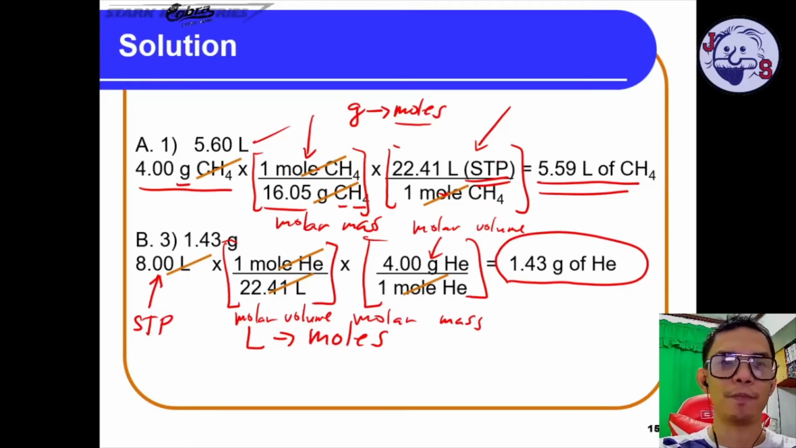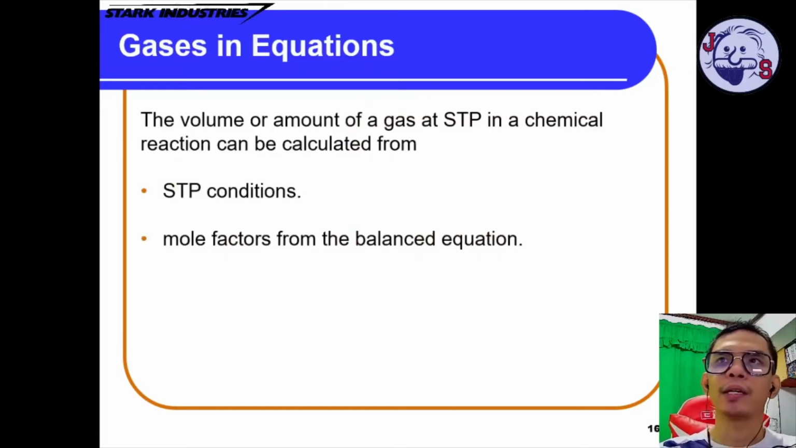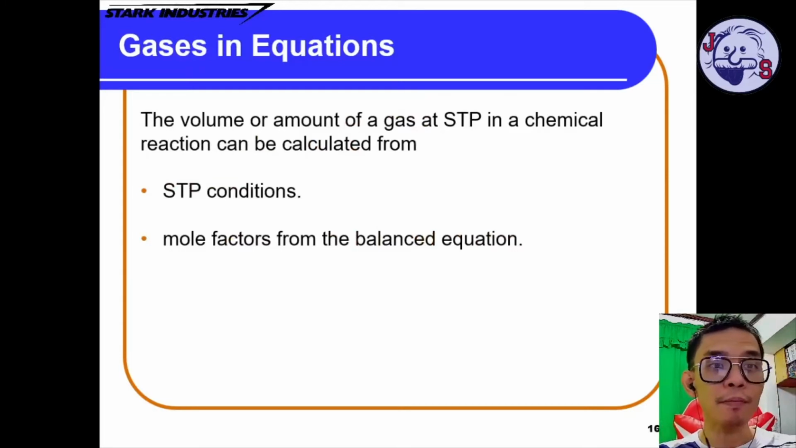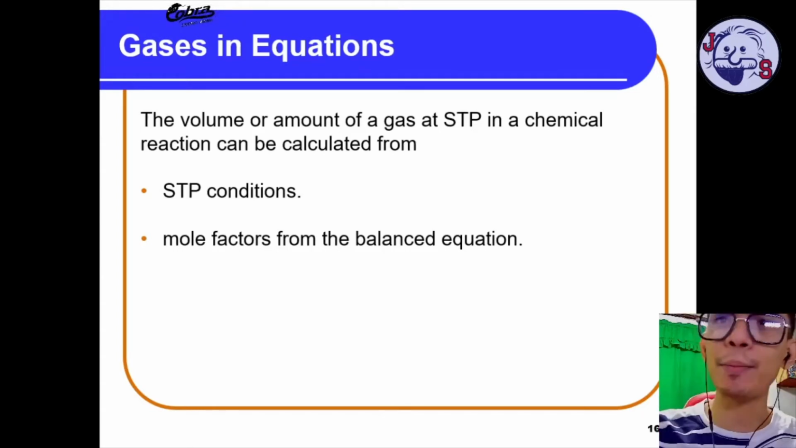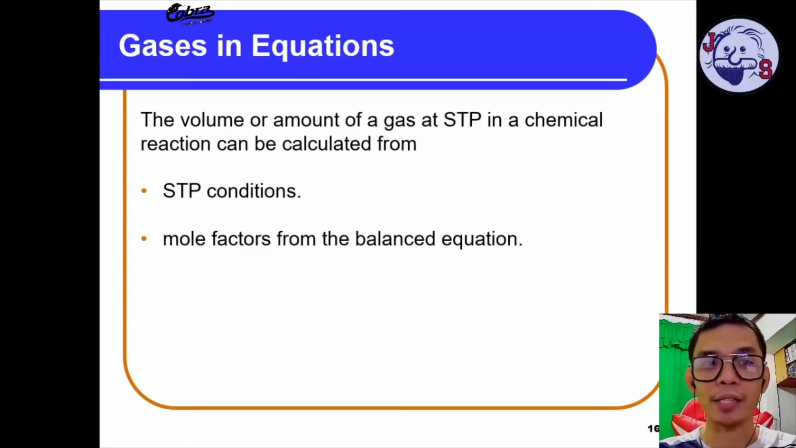So let's go now to the next part: the volume or amount of gas at STP in a chemical reaction. This time we will now have the chemical reaction. Involving a chemical reaction using gases is called gas stoichiometry.